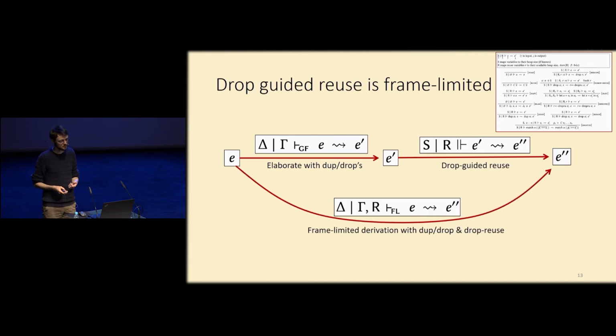However, we can now show that if we have done these two steps, we also obtain a new derivation from E to E prime prime directly in the linear resource calculus using the frame-limited star rule. So this proves that the output of a drop-guided reuse analysis will always be frame-limited relative to the source program.